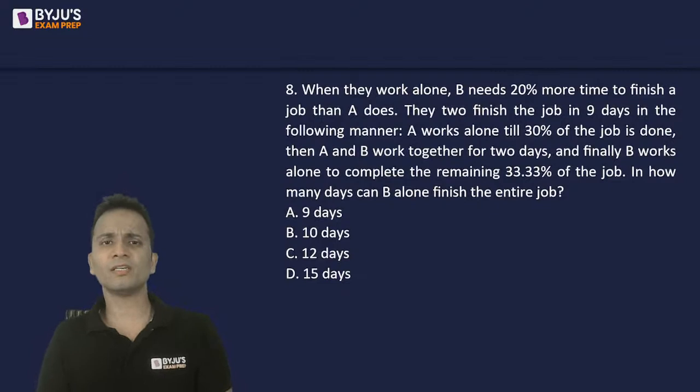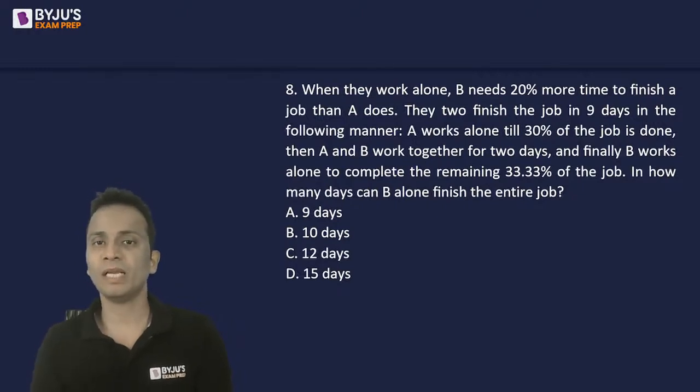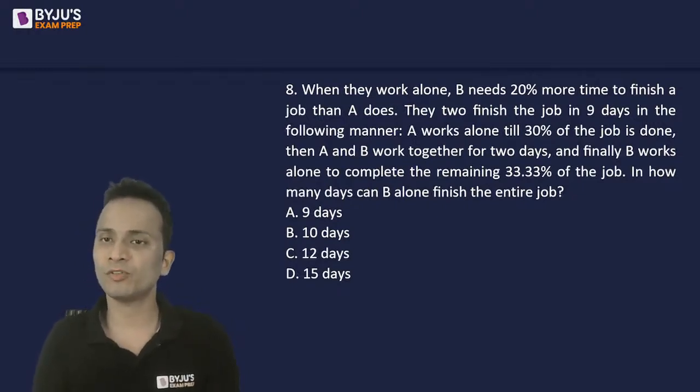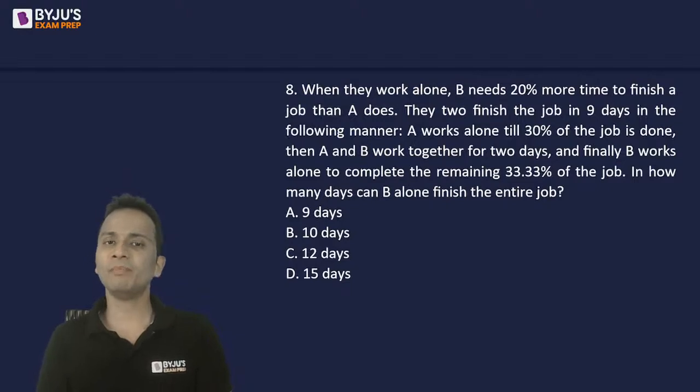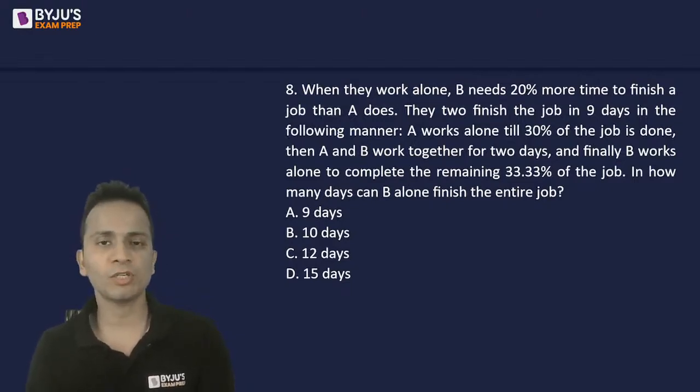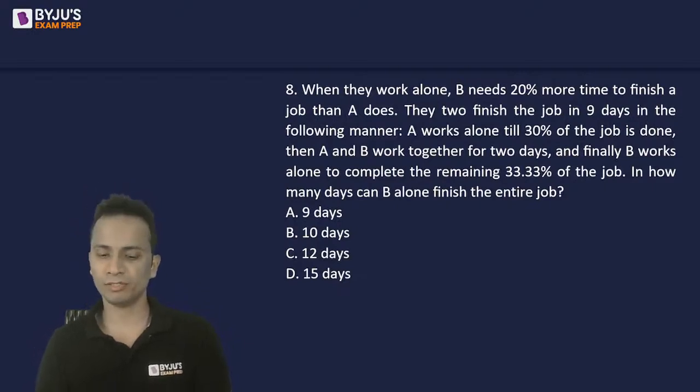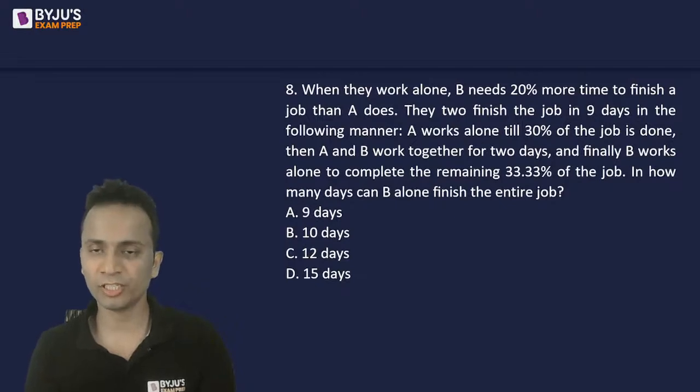The question reads, when they work alone, B needs 20% more time to finish a job than A does. They two finish the job in 9 days in the following manner. A works alone till 30% of the job is done. Then A and B work together for 2 days. Then finally, B works alone to complete the remaining 33% of the job. In how many days can B alone finish the entire job?